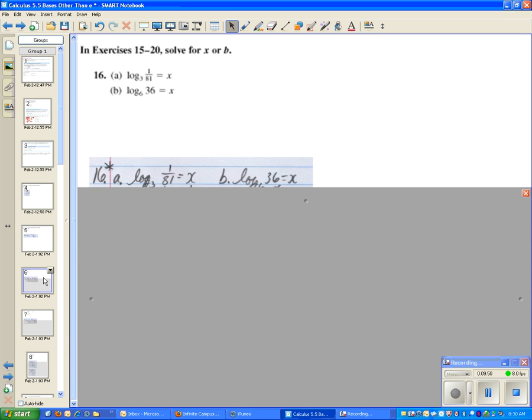All right, let's take a look at 16. It says solve for x or b. So on 16a, we're going to solve for x. How do I know I'm going to solve for x instead of b? Because there's an x in there. Very good. You guys are sharp.